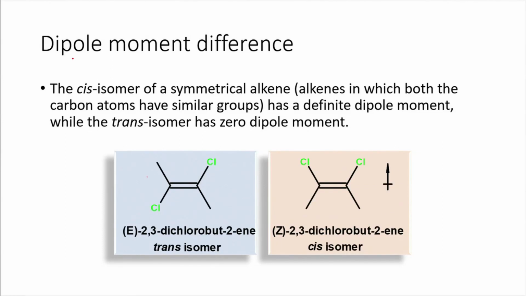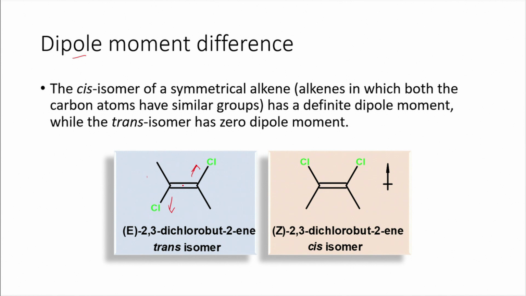In the comparison, we saw the dipole moment of cis and trans isomers are different. Let us look at how or why they are different. If you look at the dichlorobutadiene, here one chlorine is, let us say, pointing upwards, and the other chlorine is pointing downwards.